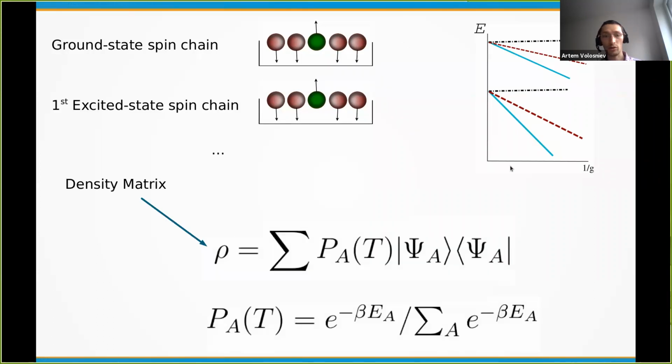What I just told you is basically how we construct the density matrix. So this is a density matrix. At T0 we populate these spin chains, and then we evolve them in time according to the Hamiltonian. That would be the Boltzmann factor that I talked about, where beta is 1 over temperature. That's how we introduce the temperature in our model.